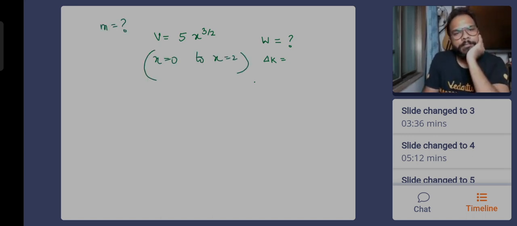Mass of the body is given. So you just put the value of x here, you put the value of x here, get the value of v1 and v2, and half m (v2 square minus v1 square). That's the answer.